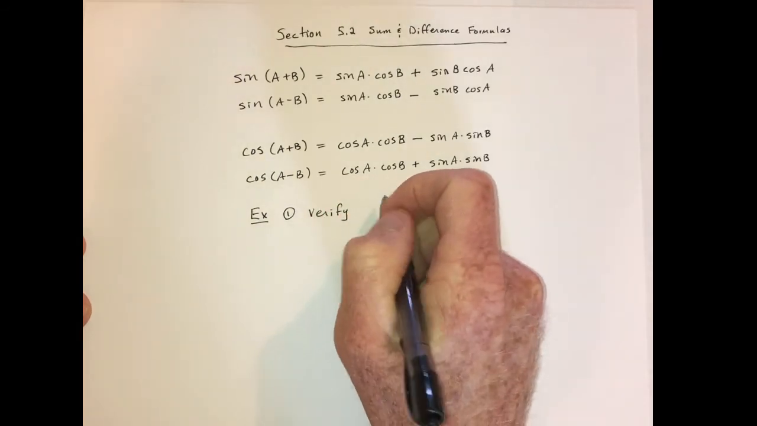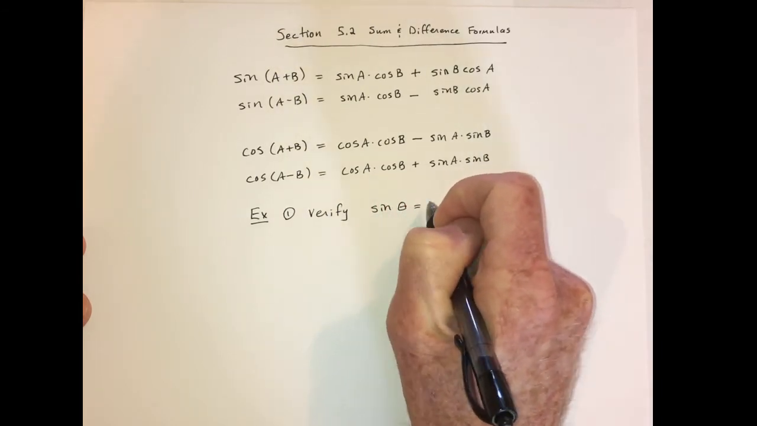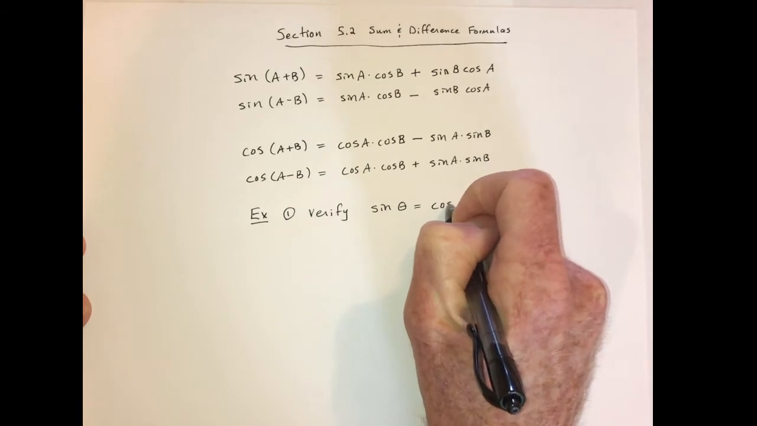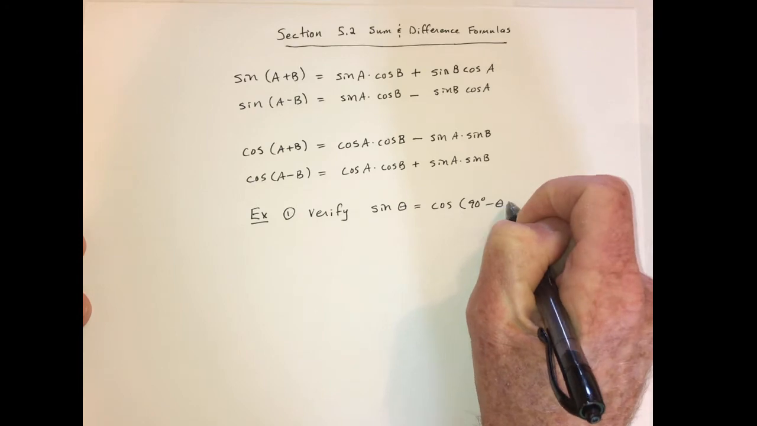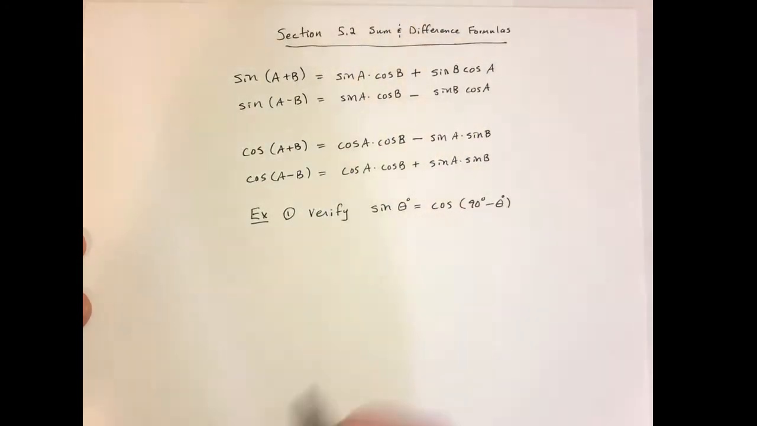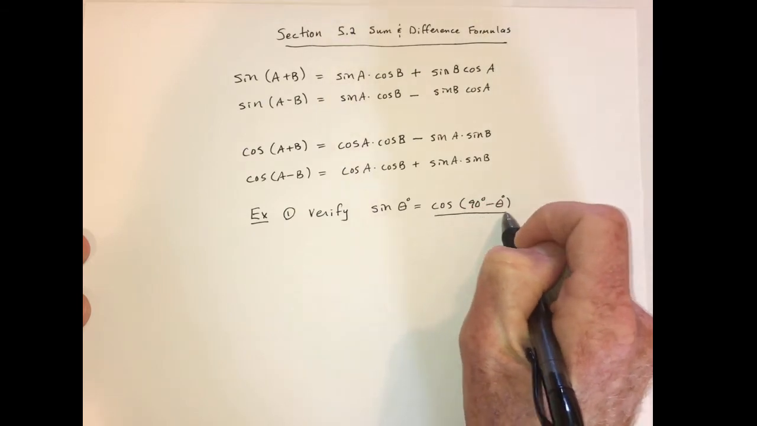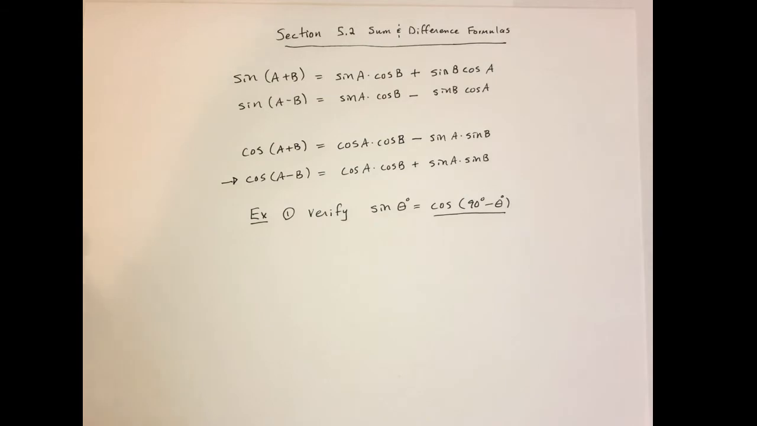So this is an identity that we used before, but I just showed you an example of it, and I showed you why it's true using a triangle. And now we've got a different way to do it. Verify that sine of theta equals cosine of 90 minus the angle. So what I'll do is I'll start with this side and I'll use this formula.